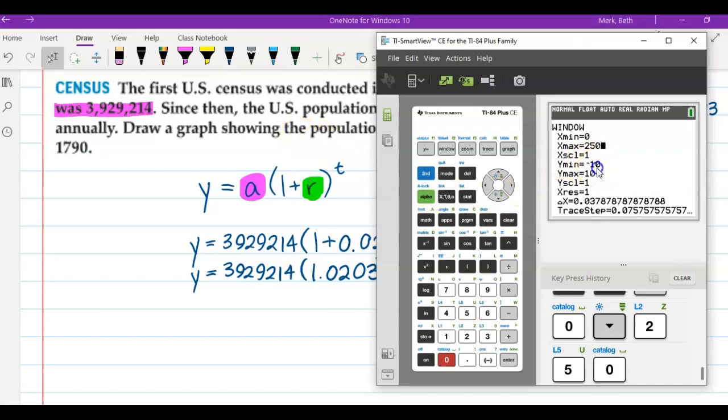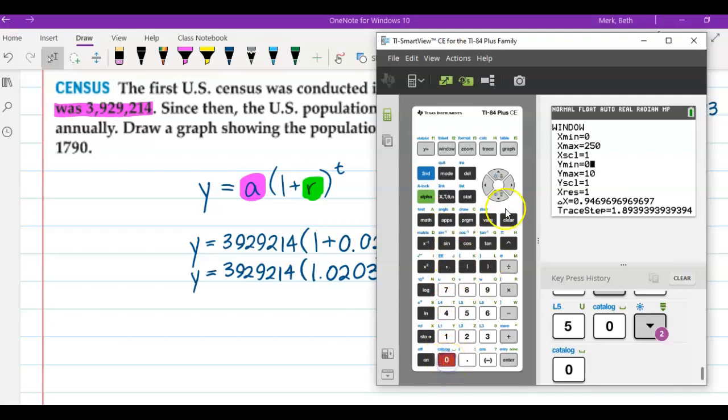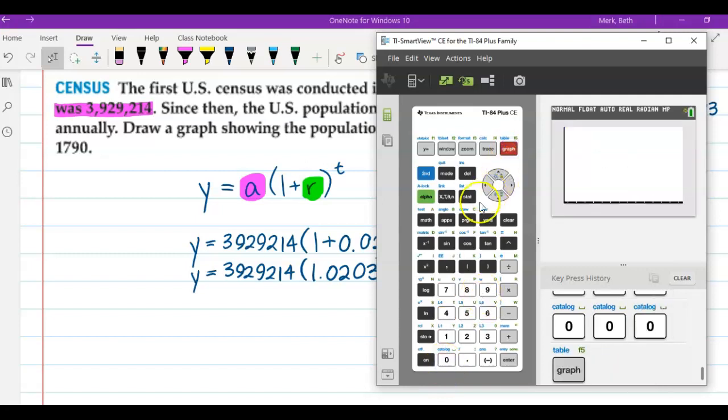And our y value, population, well, the population is never zero or below 0. So we'll start it at 0. And we know that if we go up to 4 million, that should be enough. So there's 4 million. And now when I look at the graph, oh, it's not showing up.